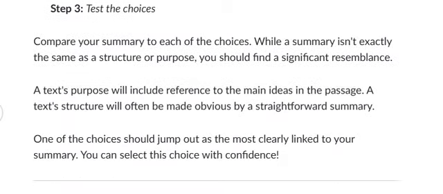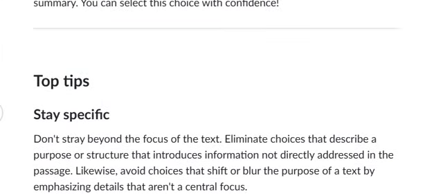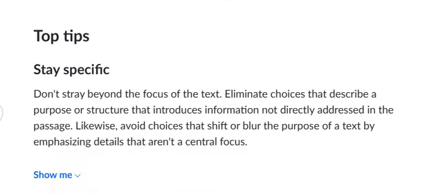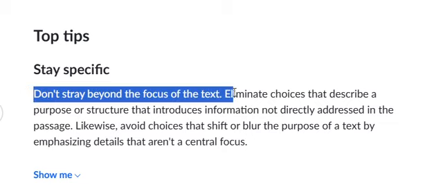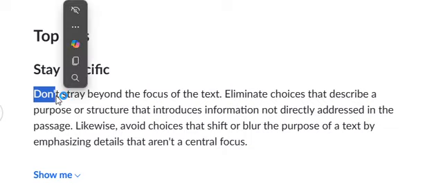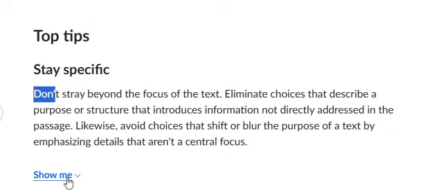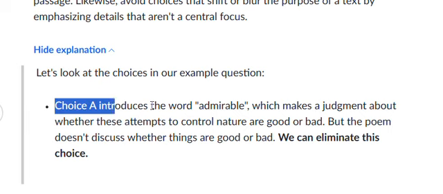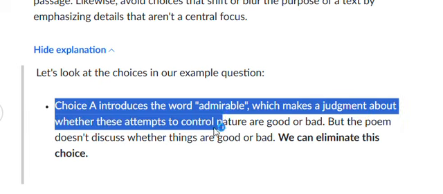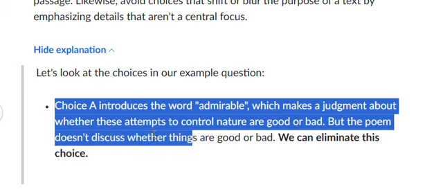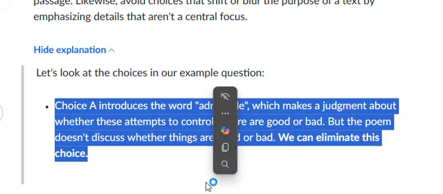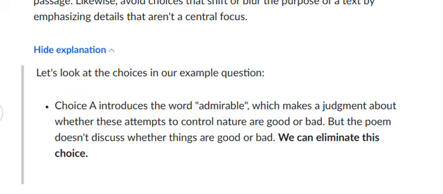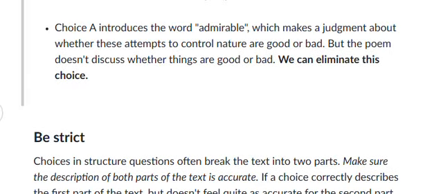Then summarize the text and test the choices. What could be the specific tips to pass these questions best? We really don't need to stray beyond the focus. You need to eliminate all the choices that do not directly address the passage. For instance, choice A introduces the word admire, which makes a judgment about whether these attempts to control nature are good or bad, but the poem doesn't discuss whether things are good or bad. We can eliminate this choice. Choices which are not at all mentioned in the passage, you can leave.